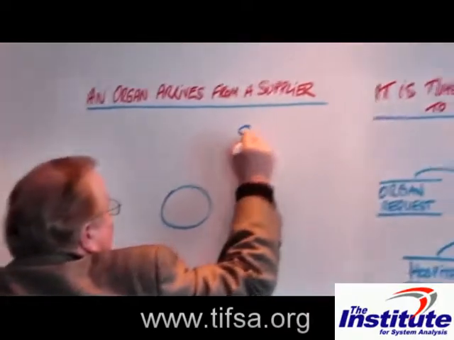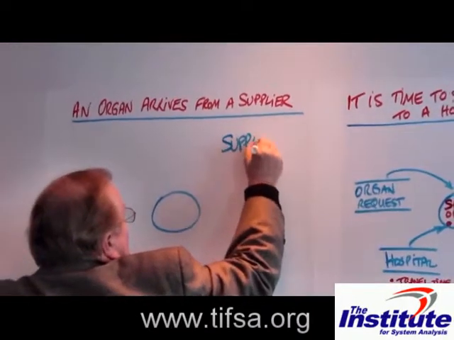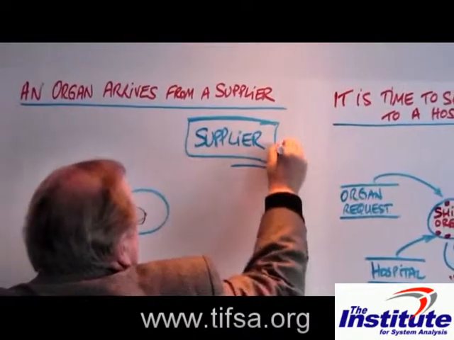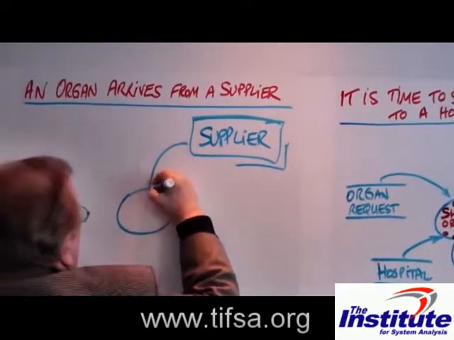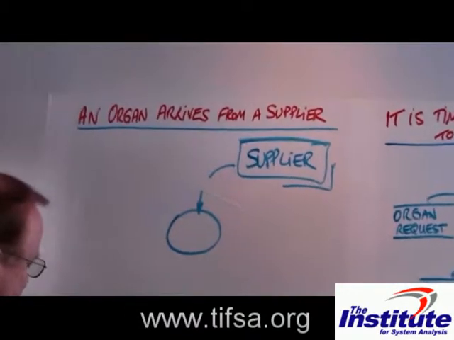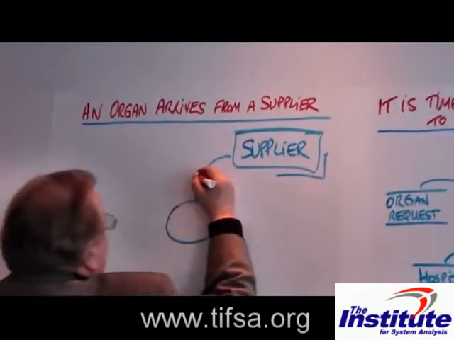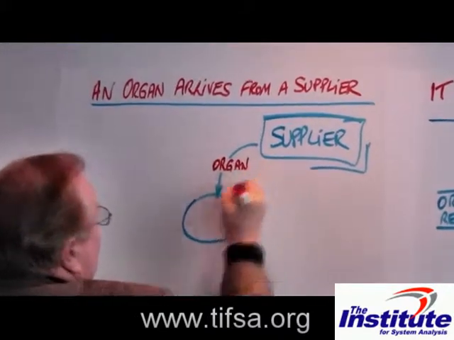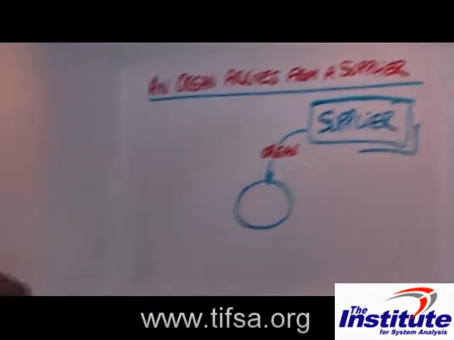So I'm going to put supplier here outside our system, and a data flow coming from the supplier to our process, and what we receive is the organ. And of course the next question is, so now that I know that I have the organ, what do I want to be able to do about that?